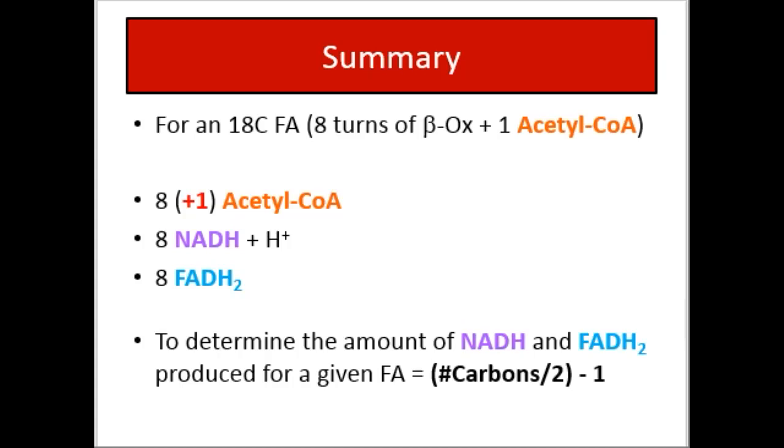FADH2. And again, the number of NADH and FADH2 is simply the number of times beta oxidation takes place for a given fatty acyl-CoA molecule. And to determine the number of NADH and FADH2 to produce for a given fatty acyl-CoA molecule, you simply take the number of carbon atoms within that fatty acyl-CoA divided by 2 and subtract 1.